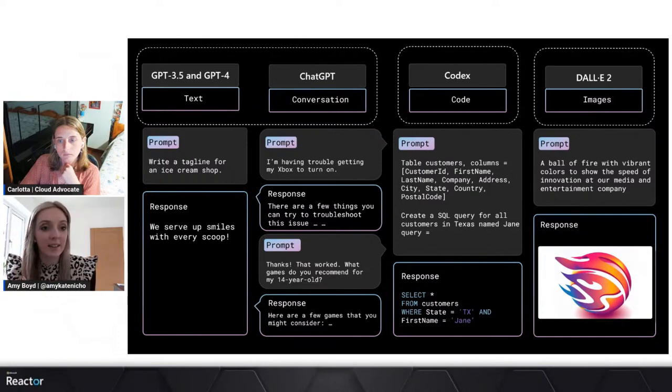And then finally, DALL-E, where we provide a text prompt again, so a ball of fire with vibrant colors to show the speed of innovation at our media and entertainment company, and it provides the imagery back. So there's lots and lots of different things that can be provided back, but it's interesting that what goes into these models via OpenAI currently is text. So do keep that in mind.